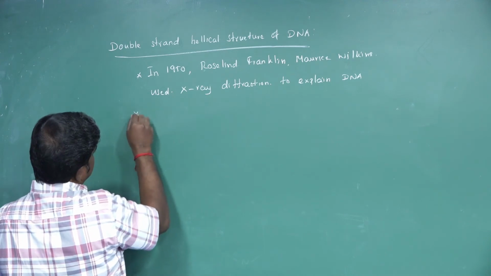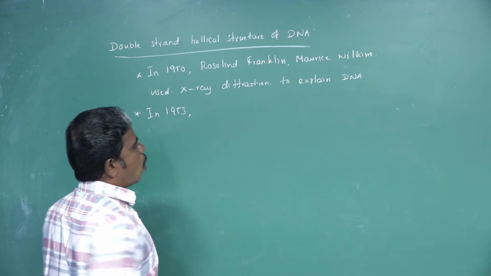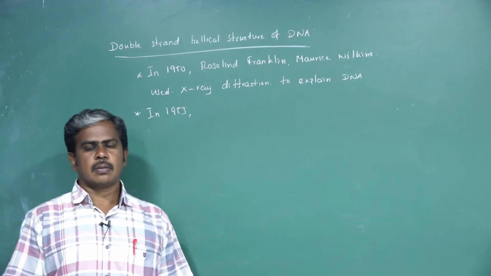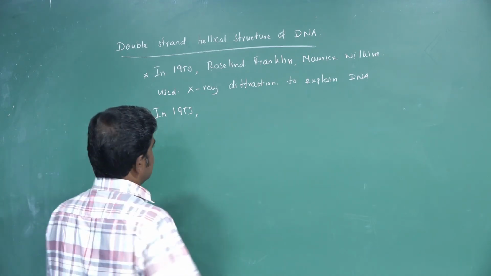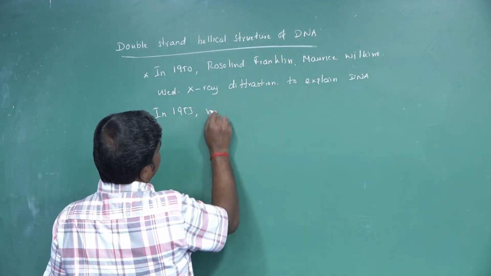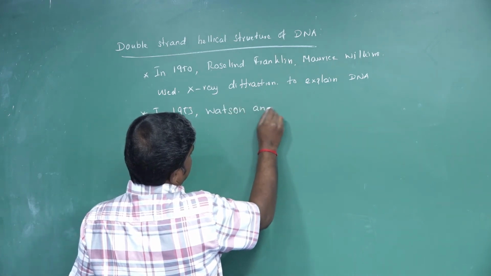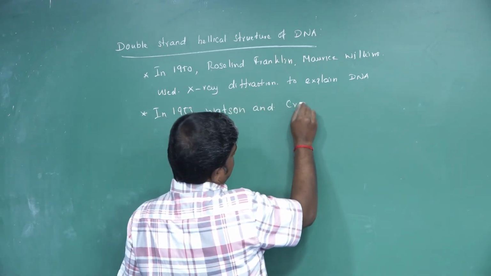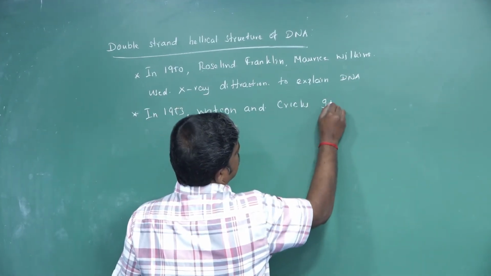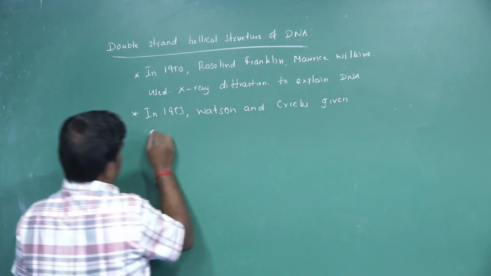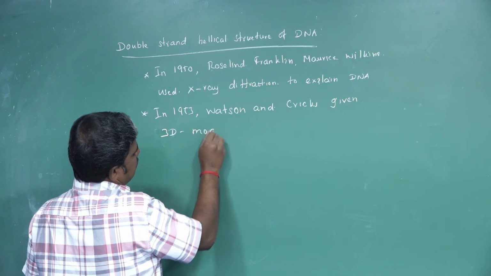And after that, in 1953, Watson and Crick gave the three-dimensional model of DNA.